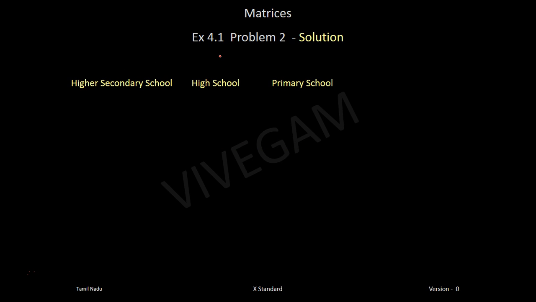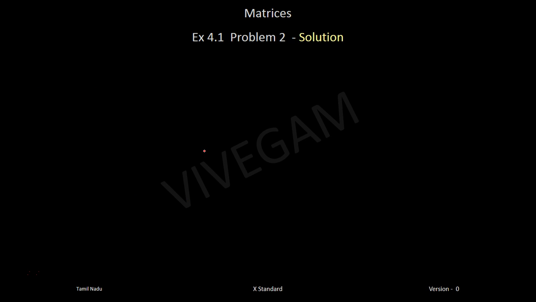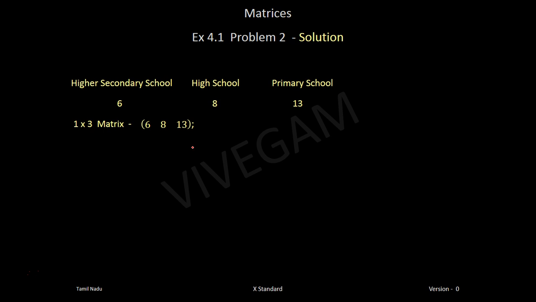Okay, so let's just go back and see that. You got it here? So the rows are representing the types and the column is representing the numbers. But in the other case, the row is representing the number and the columns are representing the type.